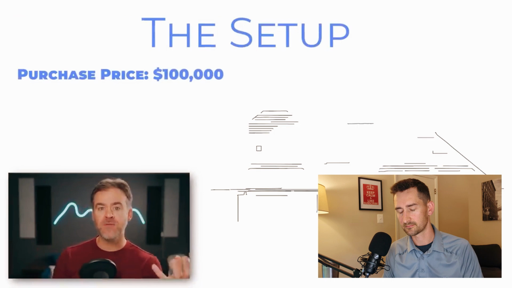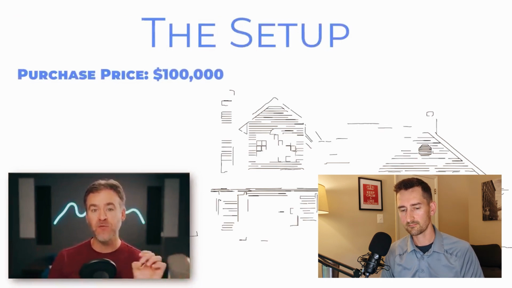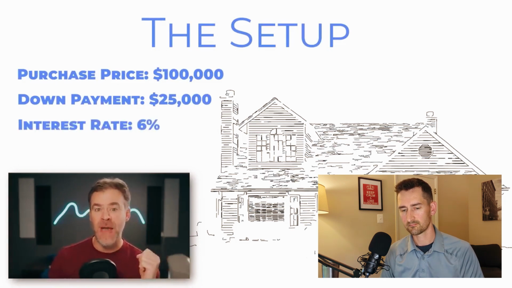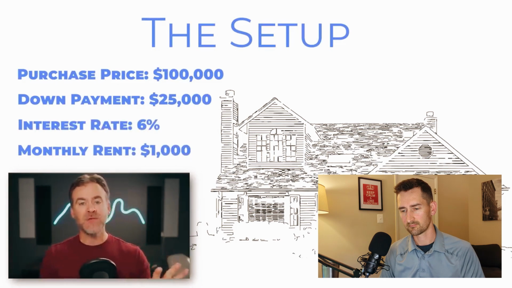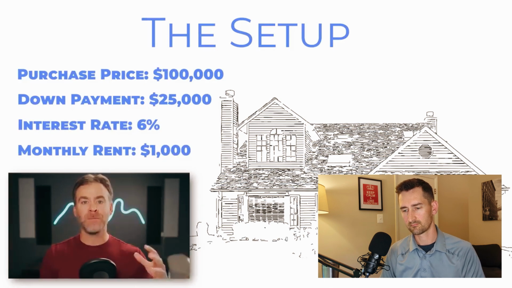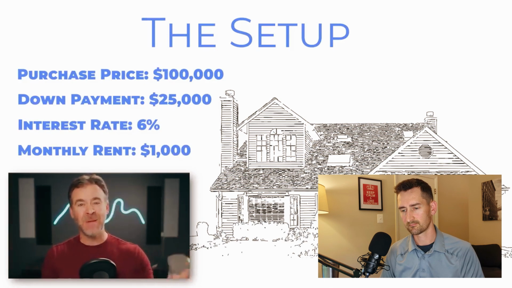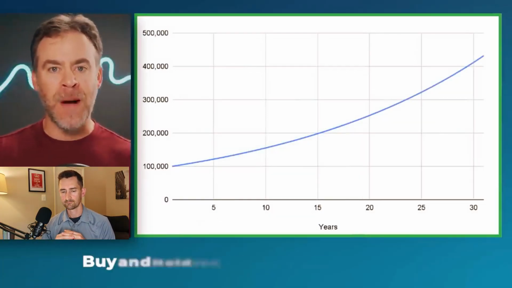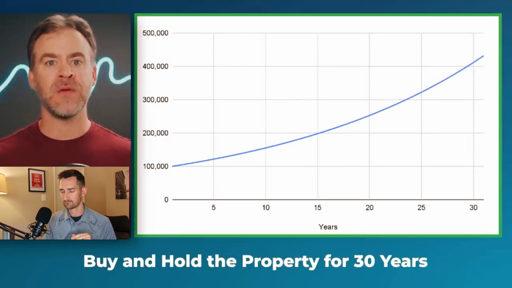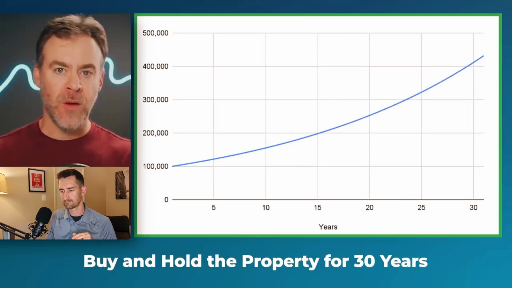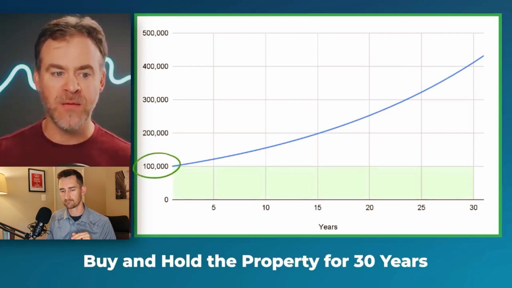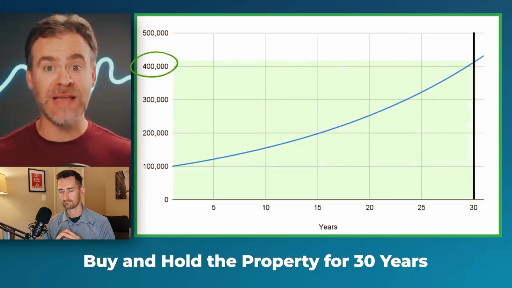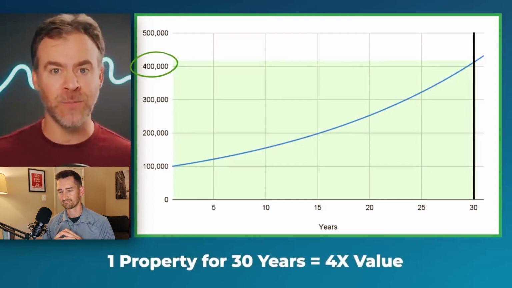You're going to buy a $100,000 property. You're putting down a 25% down payment. We're assuming a 6% interest rate and about $1,000 a month in rent. Now, I'm just using nice rounded numbers for model simplicity. And this was the same numbers I just showed you in the previous screens. So here's what it looks like if you buy that property and absolutely do nothing over 30 years. So from today, the property's worth $100,000. In 30 years, it's worth about $400,000. Congratulations, that asset has quadrupled in value.